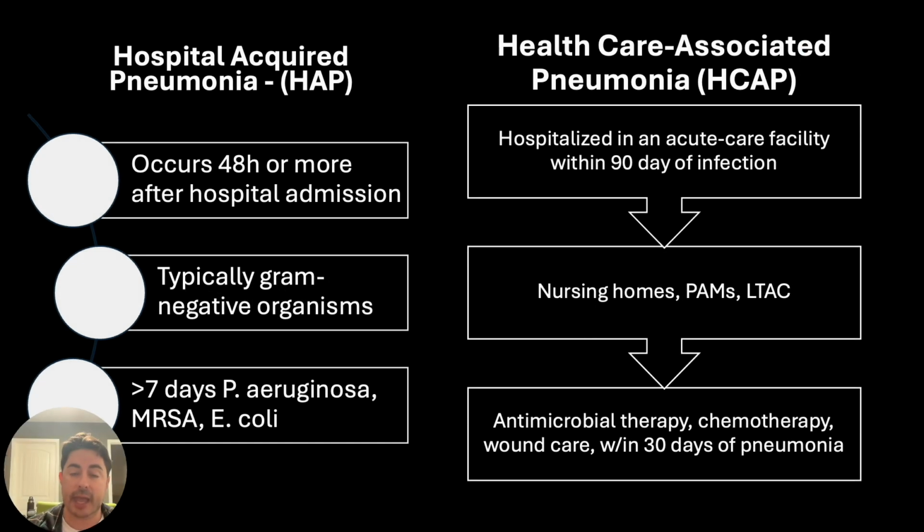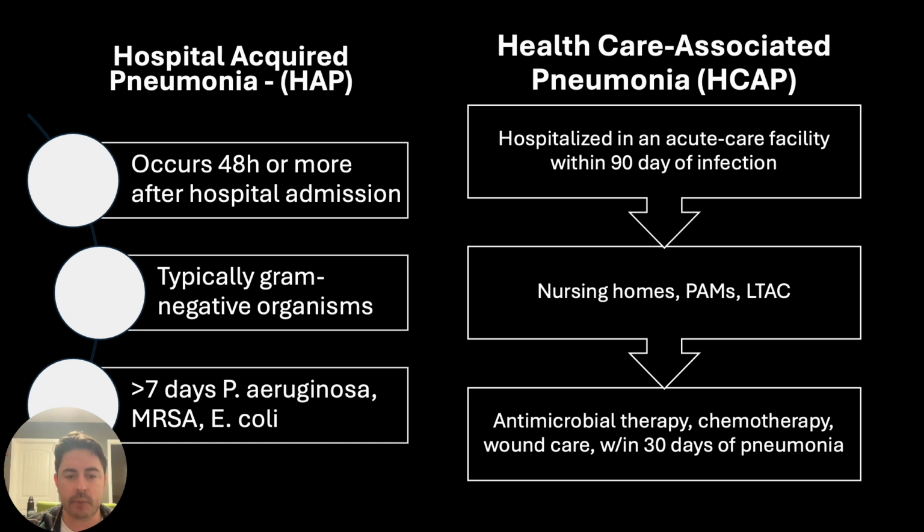All right, so let's continue into the hospital-acquired pneumonias. So when we look at hospital-acquired pneumonia, or HAP, these occur when the patient's been at the hospital 48 hours or more after admission. Typically, we have gram-negative organisms. So which gram stain color is negative? That's right, pink. Pink is negative.